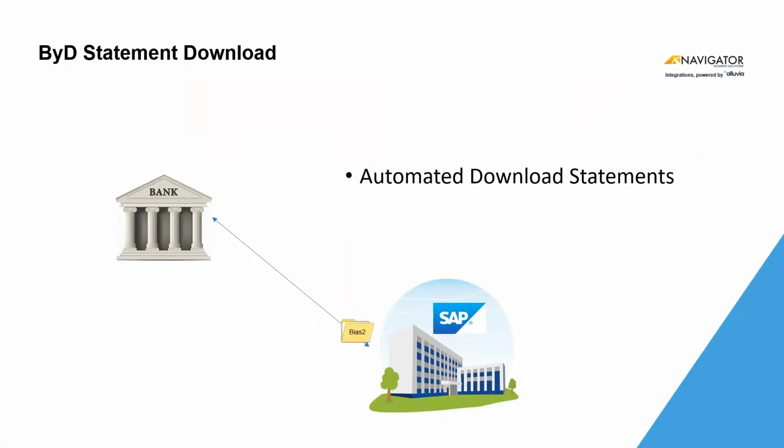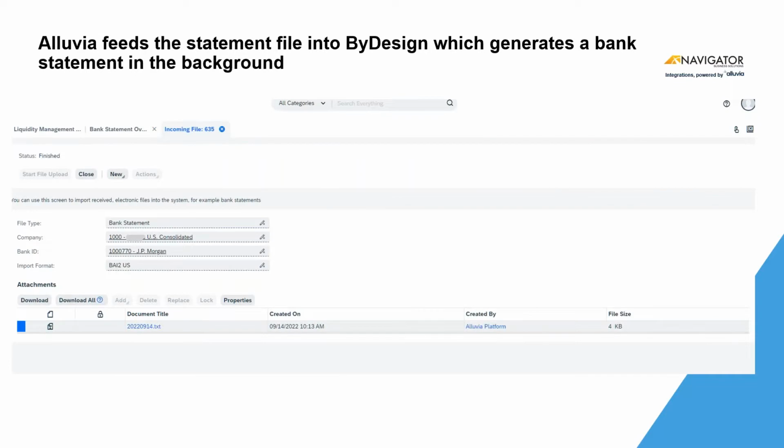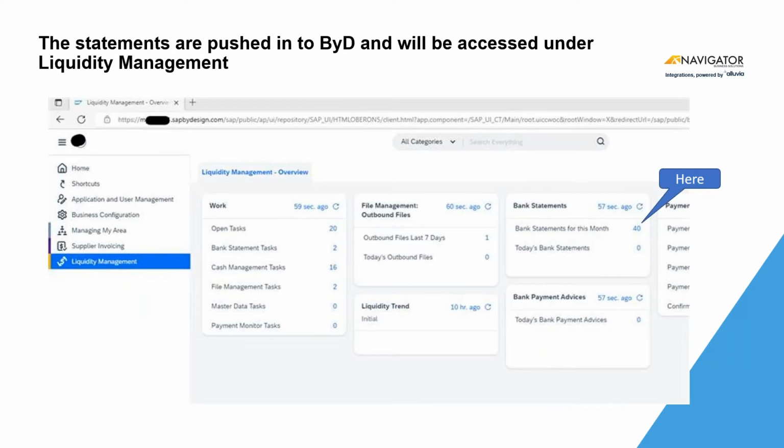So now in ByDesign, the way this works is from the download statement perspective, they're loaded into the platform, or the Alluvia platform, which you see here. There's one statement for each bank, regardless of how many accounts are at that bank. We feed the statement into ByDesign, and it generates a bank statement in the background, depicted here. The statements are pushed into ByDesign, and under liquidity management, you can see them.